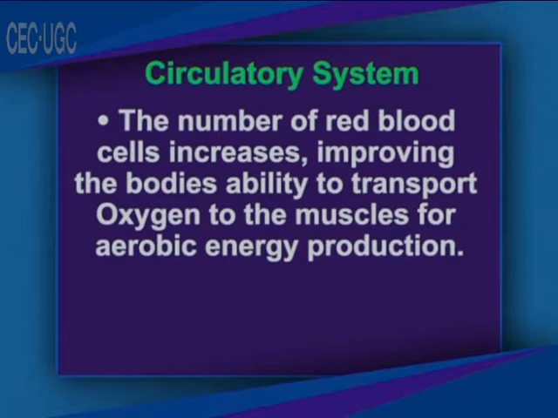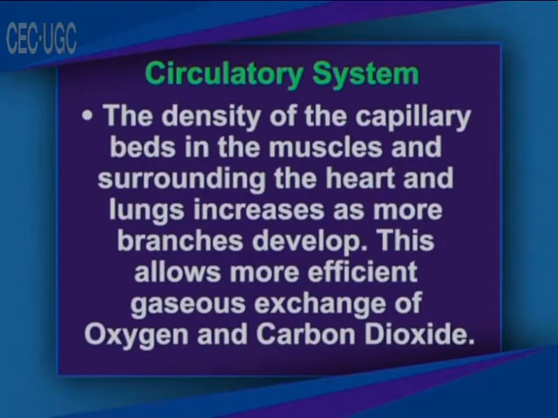The number of red blood cells increases, improving the body's ability to transport oxygen to the muscles for aerobic energy production. The density of capillary beds in the muscles and surrounding the heart and lungs increases as more branches develop. This allows more efficient gaseous exchange of oxygen and carbon dioxide.